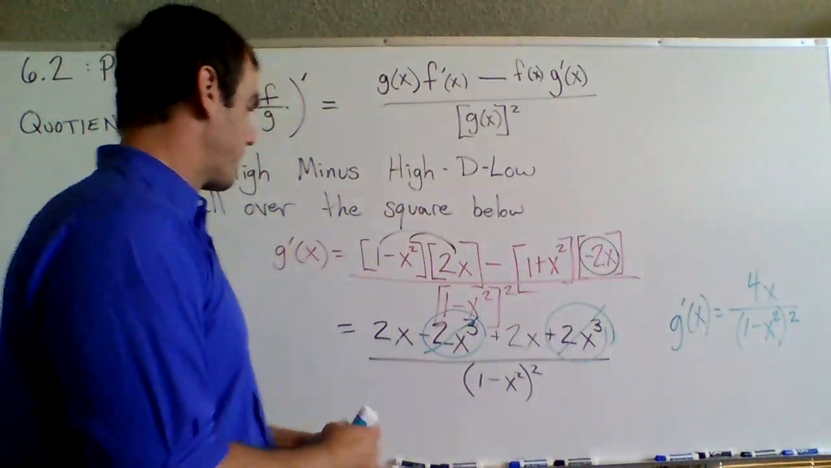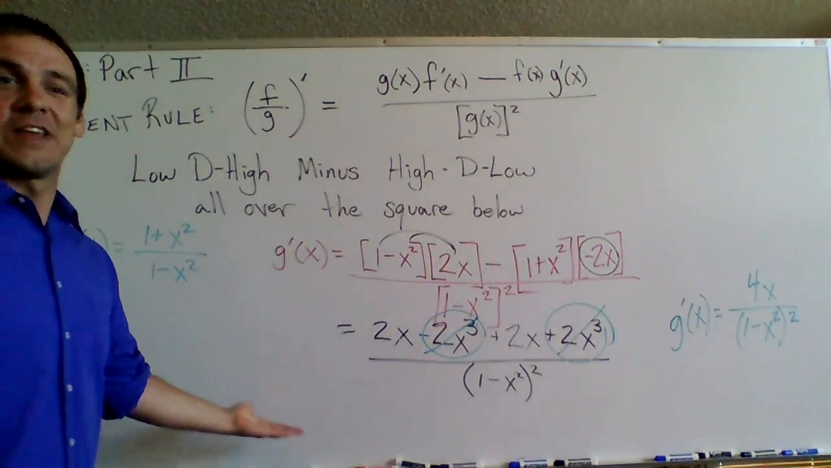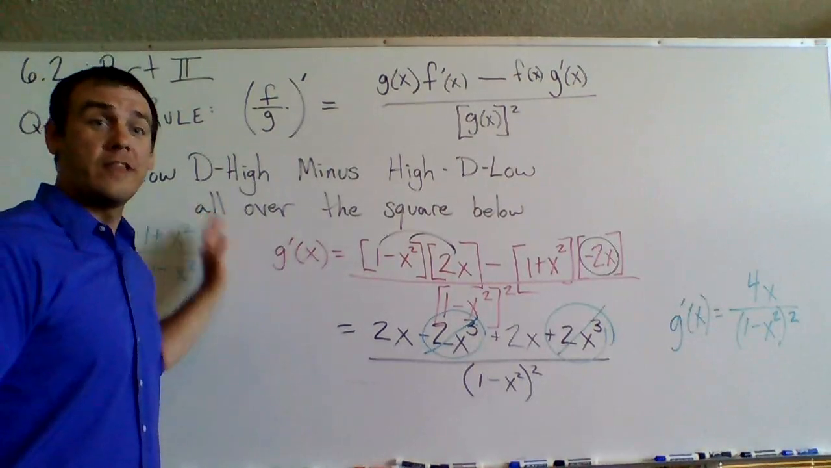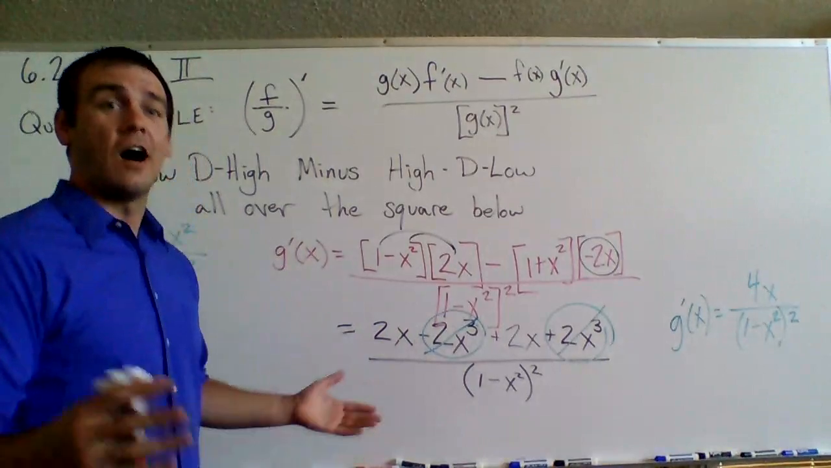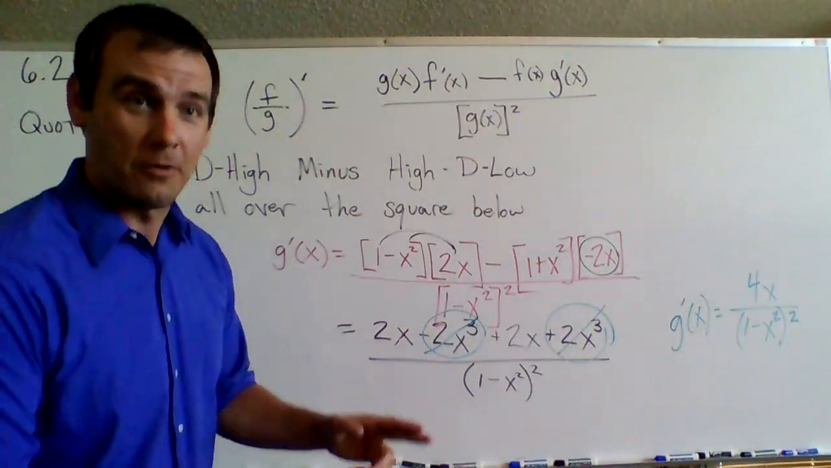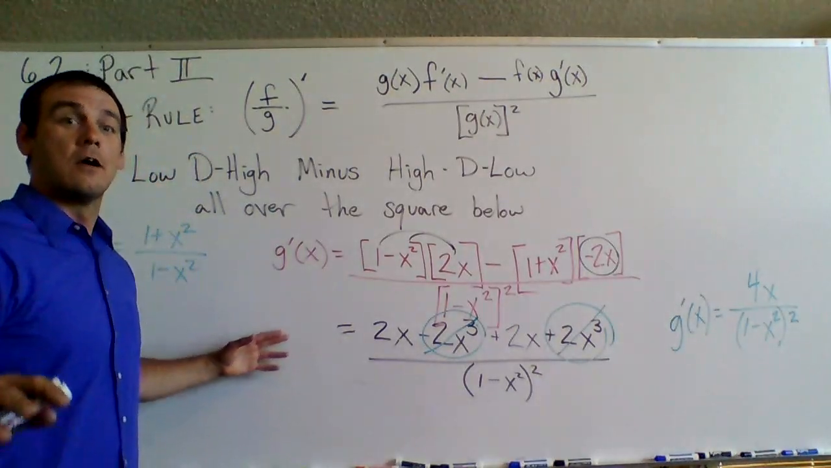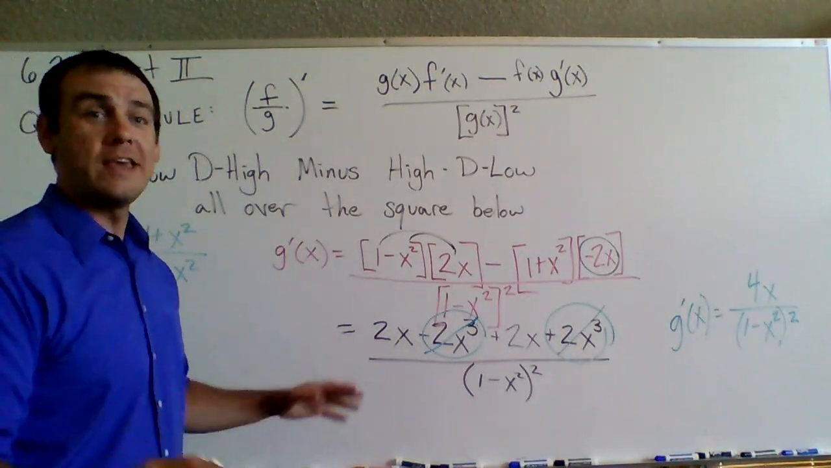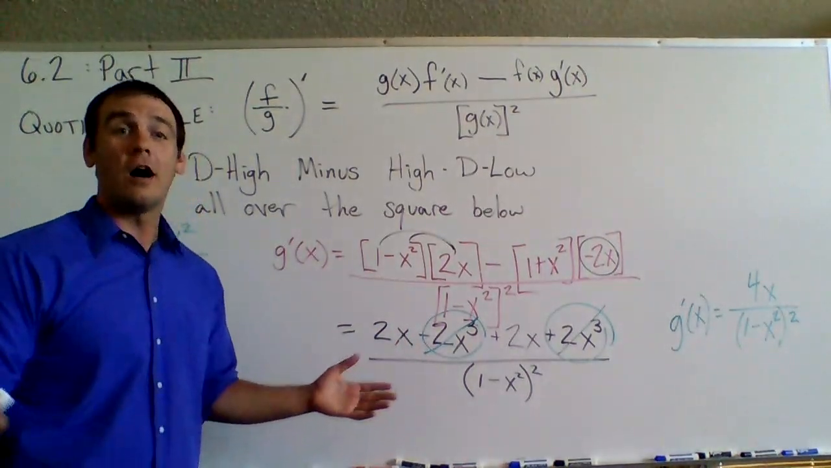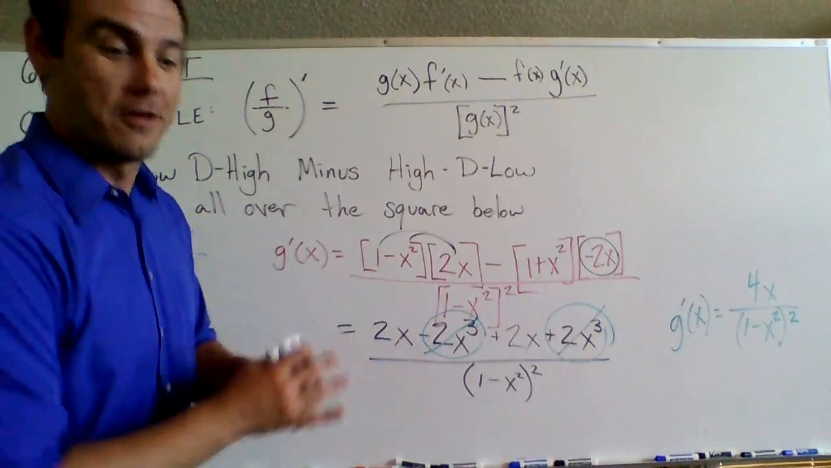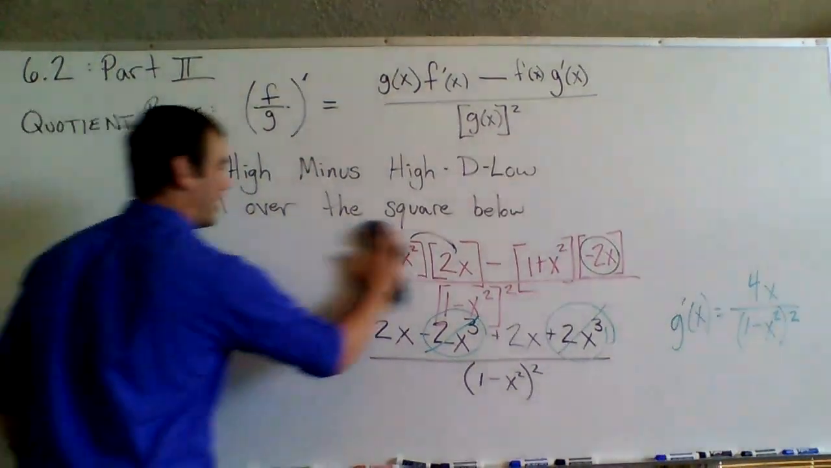Beautiful. Okay. Whew, I'm kind of out of breath. So, let's just sing it again. Low d high minus high d low all over the square below. Sing it with me! Low d high minus high d low all over the square below. Woo. So much fun. Hey, let's do another practice one, huh?